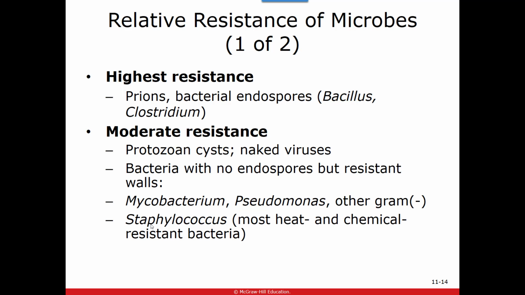A moderate resistance, this is going to be most pathogens. So it's going to be protozoan cysts, the naked viruses, bacteria that don't have the endospores, and then some examples, the Mycobacterium, Pseudomonas, and some tough or hard to kill Staphylococcus bacteria.